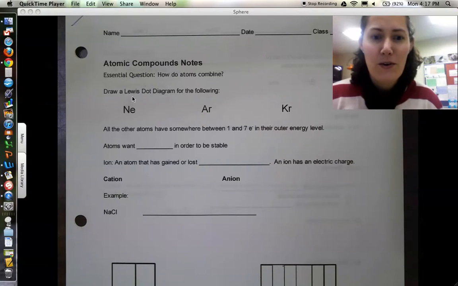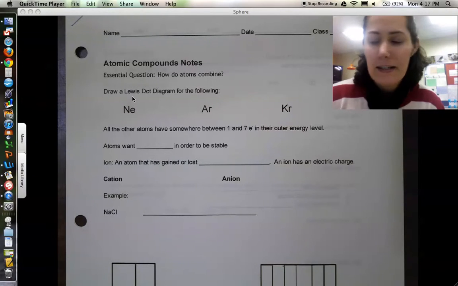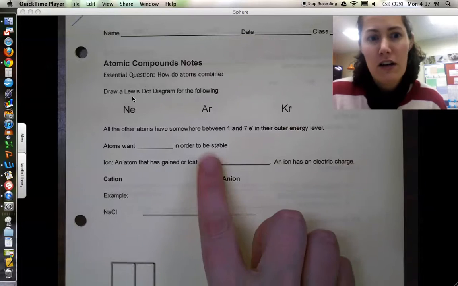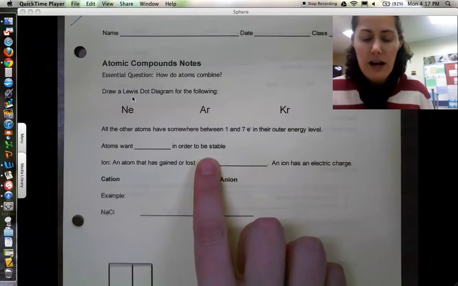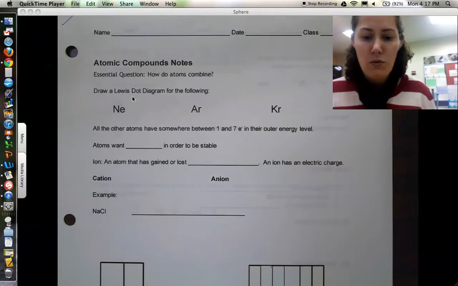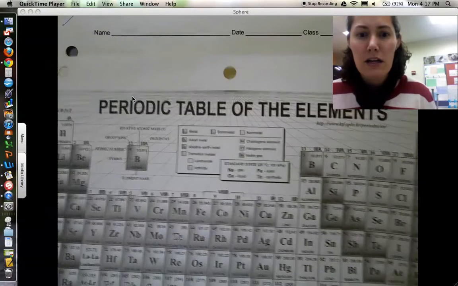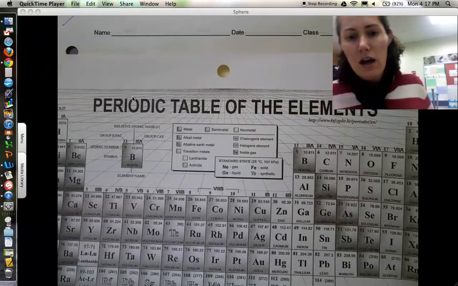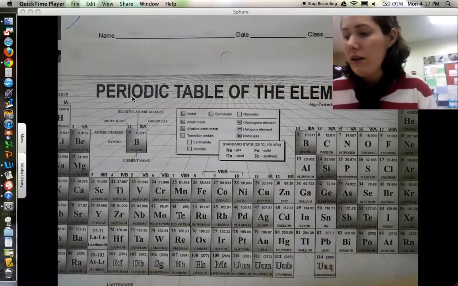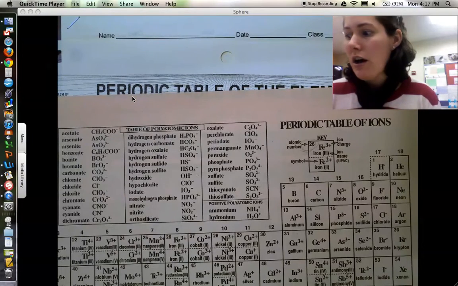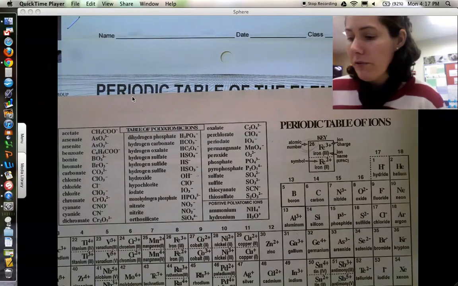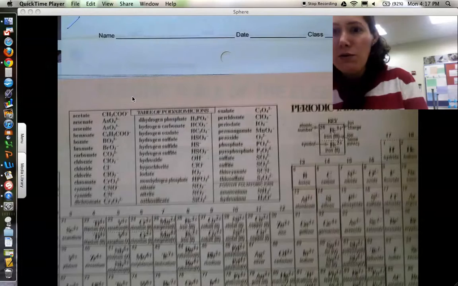So for this set of notes, you're going to need 3 pieces of information. You're going to need this set of atomic compound notes. This is a yellow sheet that you should be getting today. You also will need your periodic table of elements that you've been using, and you're going to get a new periodic table today called the periodic table of ions. This is a darker goldenrod sheet. So you'll need all 3 of those, so make sure you have those before we go.